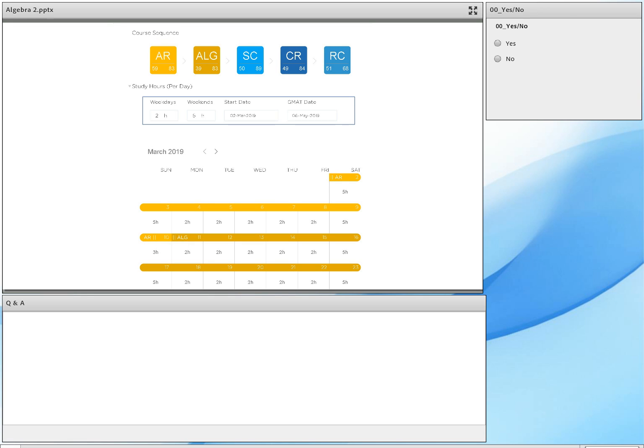Here is where you can enter the actual number of hours that you plan to spend on weekdays and weekends. You have your start date and your GMAT end date as recommended by the system. You can go and change any of these individual hours. Let's say you decide to take an off on the 8th, you can put 0 hours there. Or if you decide to put in extra time, you can put 8 hours there. So you can personalize each and every day depending upon your own study schedule.